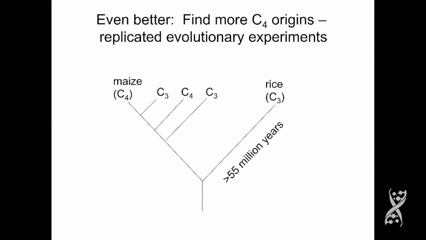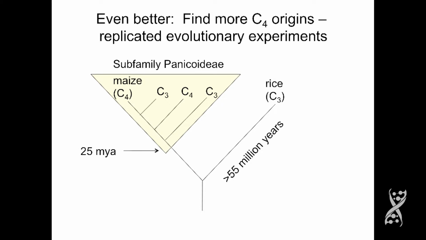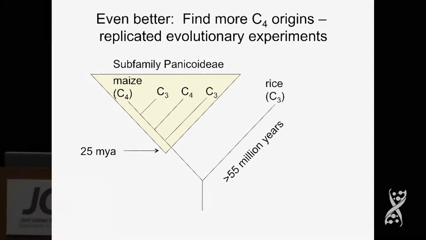You can find additional C3s and additional C4 origins within the grass subfamily Panicoideae. The deepest divergence in that family dates around 25 million years, and of course then most of the comparisons are going to be substantially less than that. So that's basically what we did.